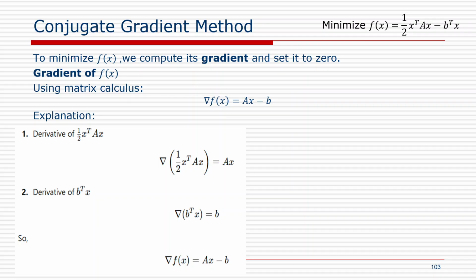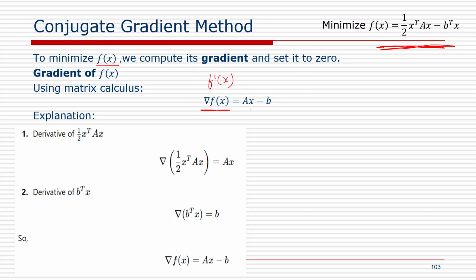To minimize f of X, which is given here, we compute its gradient and set it to 0. That is the gradient of f of X, which is f dash of X.